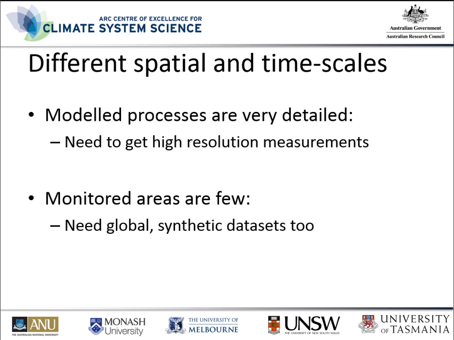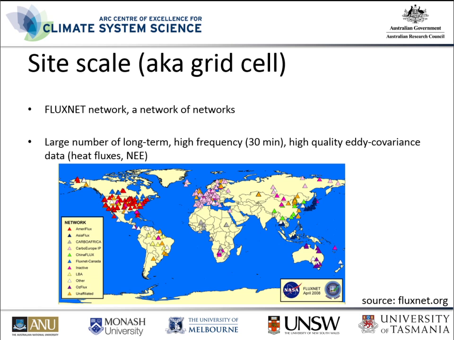But the monitored areas are few, so you're not going to find measurements well distributed across the planet. So we also need global synthetic data sets to compare our models when we apply them at global scale. For the site scale, we isolate one part, which is one grid cell of the model, basically, and we just run the model for one grid cell.